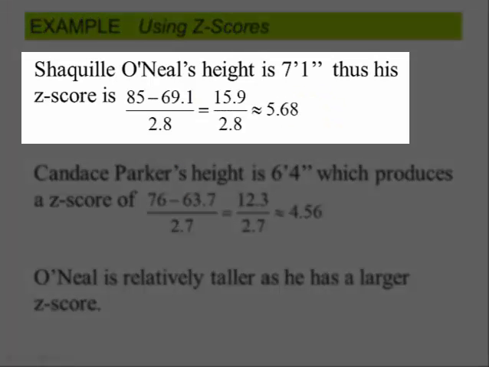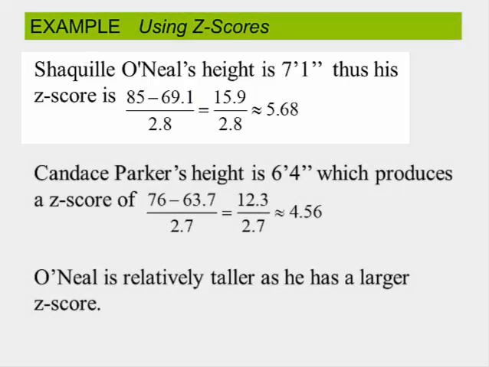Shaquille O'Neal is 7'1", so that means he is 85 inches. 7 times 12 is 84, plus 1 is 85. So the z-score is the x value, 85, subtract the mean, 69.1, divided by the standard deviation. We get a z-score of 5.68. Now this means that his height is 5.68 standard deviations above the mean.